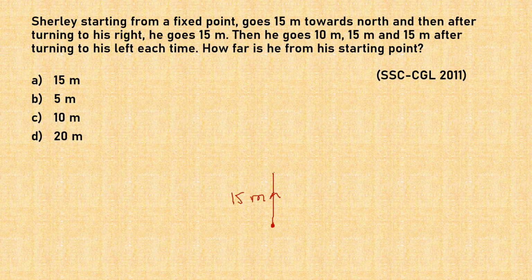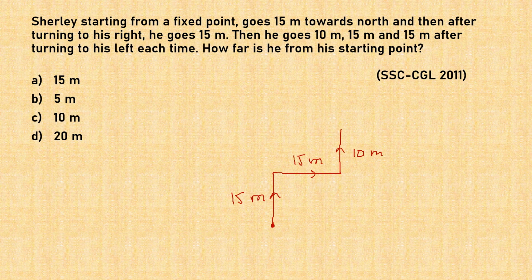And then he took a right turn, again traveling 15 meters. So this is again 15 meters. He then goes 10 meters, 15 meters and 15 meters after turning to his left each time. At this point, he took a left hand turn. So left is towards this side and this is 10 meters.